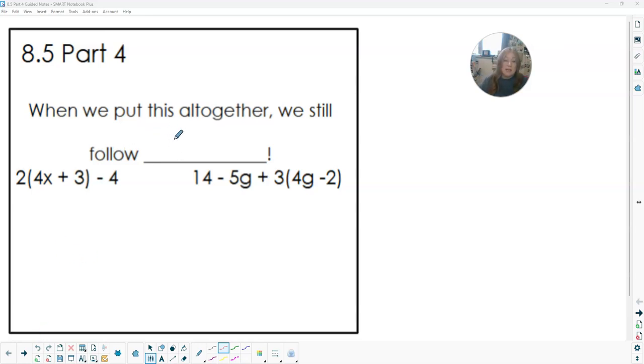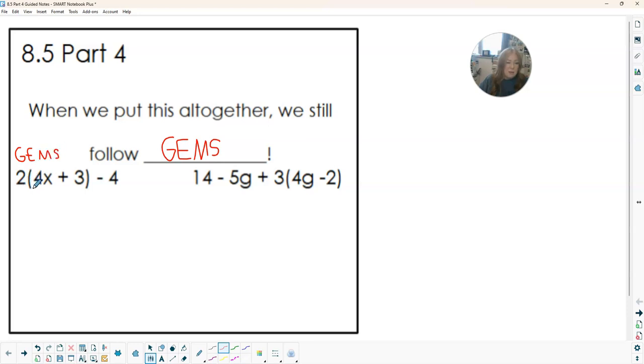So when we put this all together, we still have to follow that order of operations. We are still following GEMS to make sure we go step by step. So we can take these big, long expressions that sometimes look scary, and if we follow our steps piece by piece, it tells us what to do. So right over here, we're going to set up and write a little checklist of GEMS.